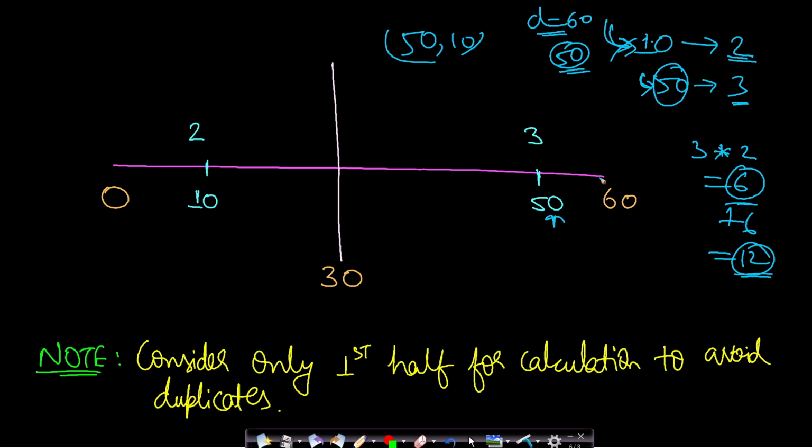If you see on this number line, all our remainders will range from 0 to 59, which are covering 60 elements. For any given element, there will always be a pair element mirrored at value 30. If you take from 0 to 60, it will always be mirrored at this value 30. So for 10, the mirror value will be 50. So we can count only from 0 to 30.